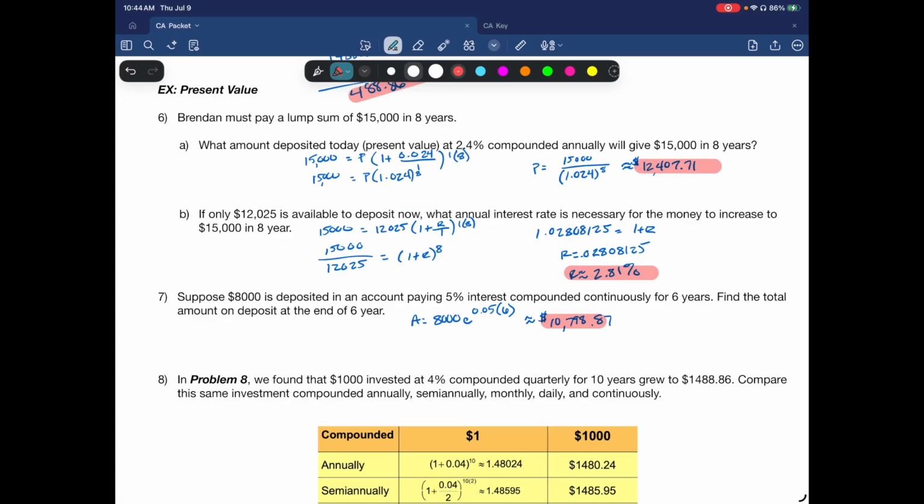$10,798.87. So not terrible for 6 years. It's definitely better than the previous problem where we did 2.4% over 8 years, and it barely made a dent. Okay.